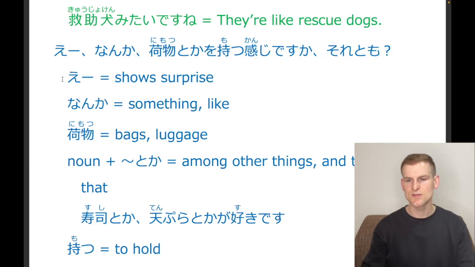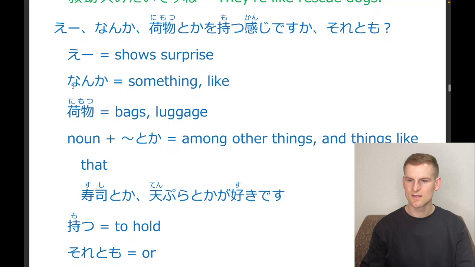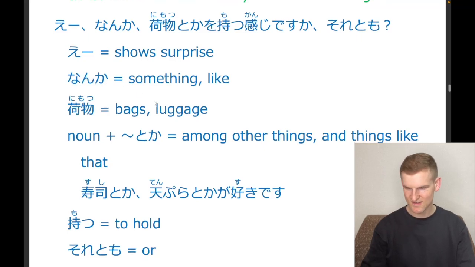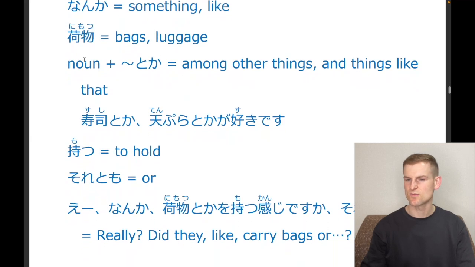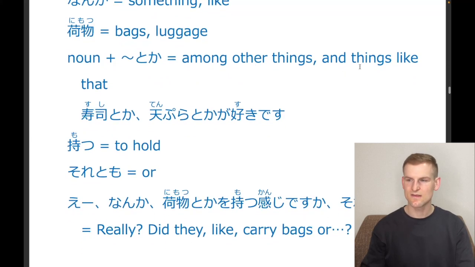Okay, I respond, なんか荷物とかを持つ感じですかそれとも. So I show surprise, kind of like aizuchi, like I talked about before. Nanka is something like, once again, being vague a little bit. I'm also stumbling over my words a little bit at this point. Okay, nimotsu is bags or luggage. Then we have noun plus toka, which means among other things and things like that.